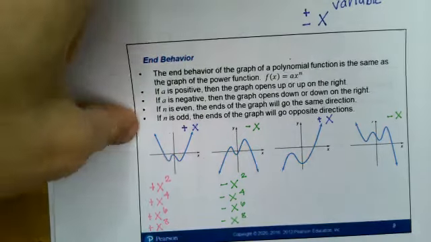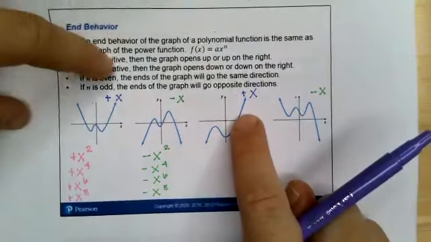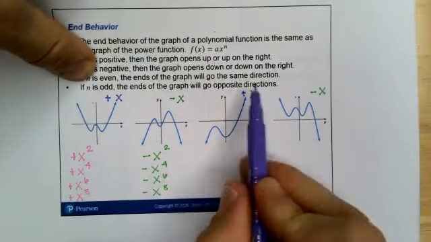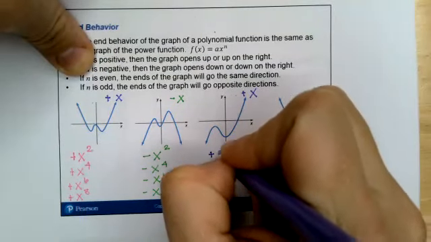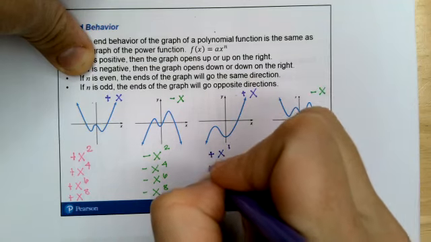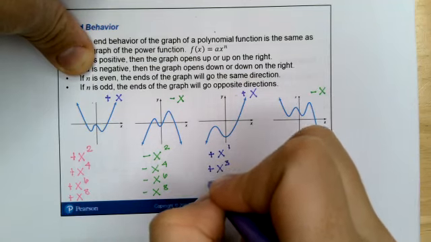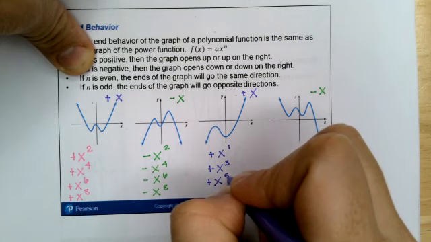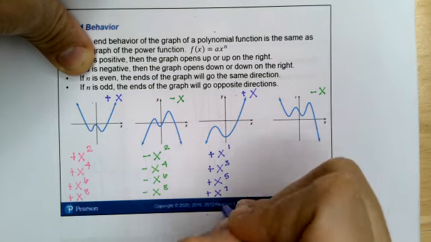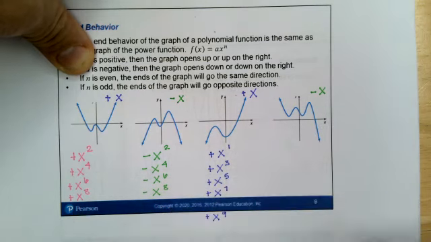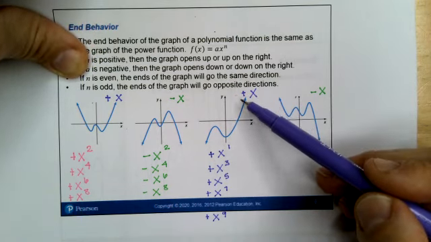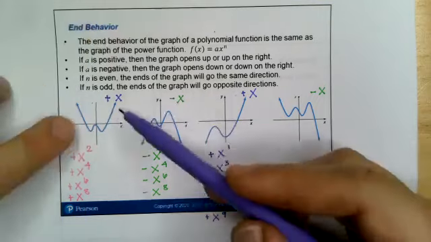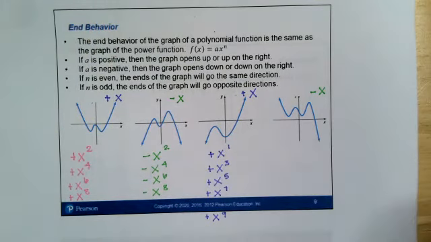Right? Here again, we have a positive x, but if n is odd, they go in opposite directions. So here is positive x to the 1st, positive x to the 3rd, etc. Right? You don't have to write all of these. Okay. It's a positive x because it's going up to the right, and it's an odd because it's not both going up to the right.